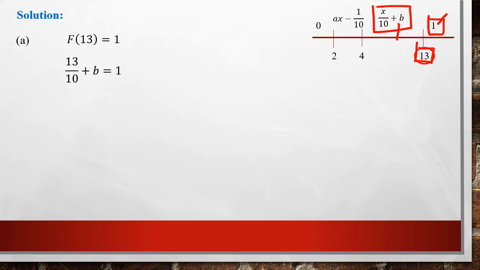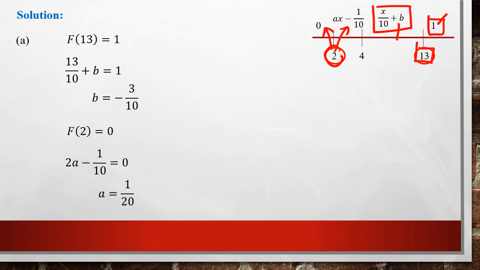So 13 over 10 plus b equals 1. So b is equivalent to negative 3 over 10. Okay, we have found what b is. How about a? For a, we can use the value 2. Why? For 2, we can use function 0 or the function ax minus 1 over 10. So F of 2 will be equal to 2a minus 1 over 10, equal to 0. So 2a equals 1 over 10, then a is equal to 1 over 20. So now we already have a and b.